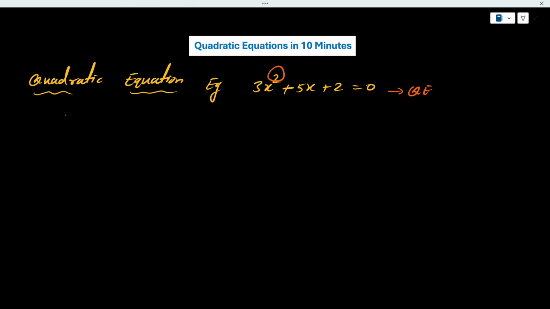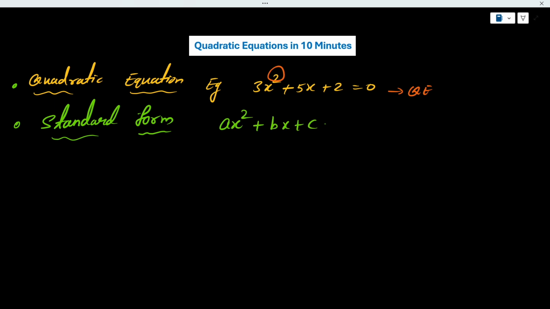Now what is the standard form of this? So that is your first part. Then what is the standard form of a quadratic equation? Whenever you have any equation, after simplifying you need to get it in ax squared plus bx plus c equals 0 form, where a, b, c are real numbers and a can never be equal to 0, right?